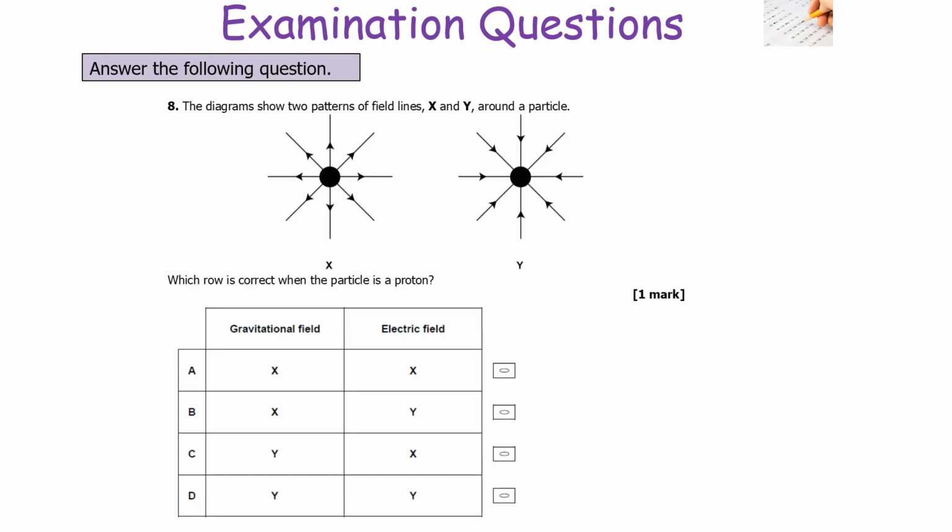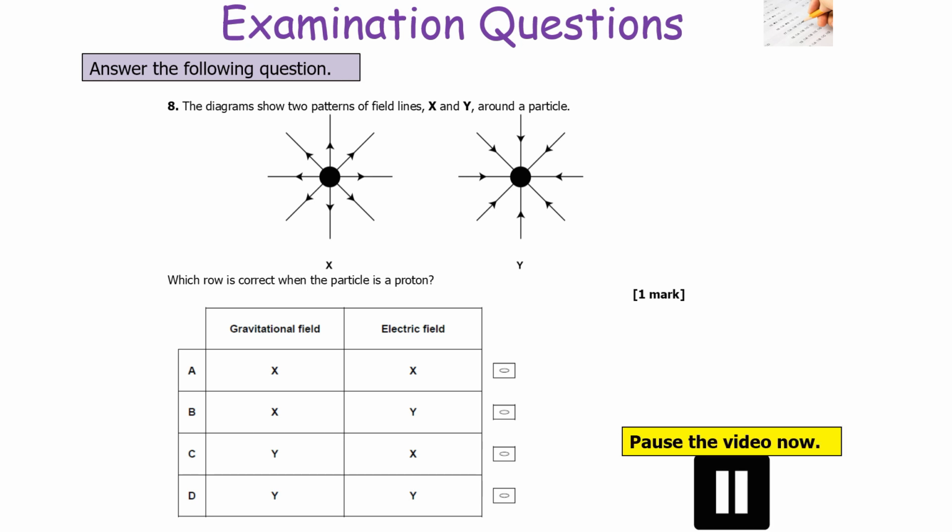The next question says, the diagram shows two patterns of field lines X and Y around a particle. Which row is correct when the particle is a proton? So pause the video now, then unpause the video when you want to go through your answer.